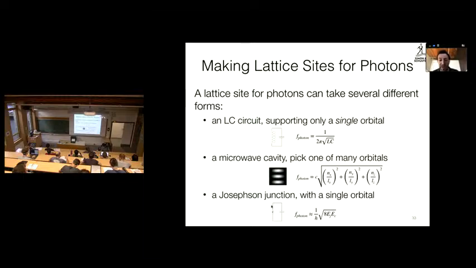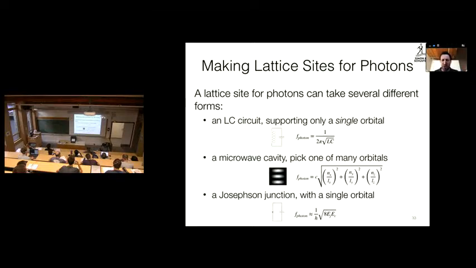And the last option that we'll get to at the end is to make a lattice of capacitively shunted Josephson junctions. And these act like LC circuits. And so once again, they have a single orbital, if you will. They can take photons with one spatial wave function. And then we'll try to couple photons between them and make lattices. And so we're going to talk briefly about each of these three platforms.